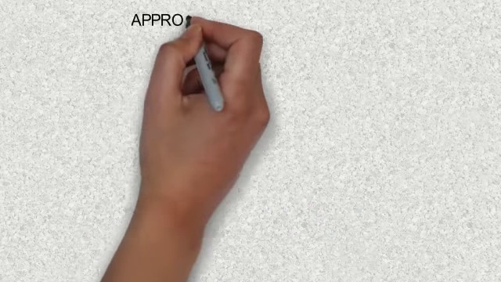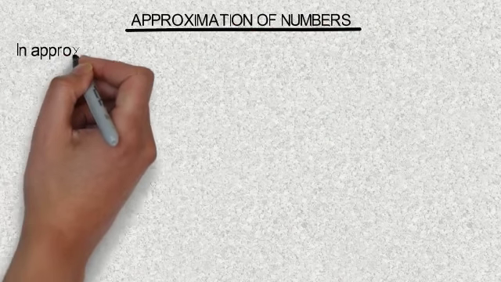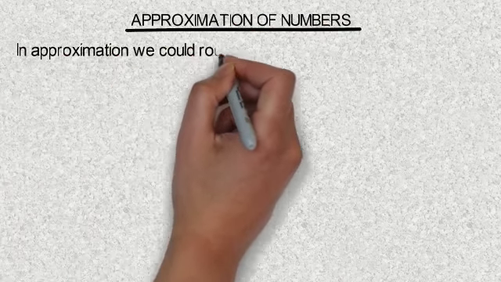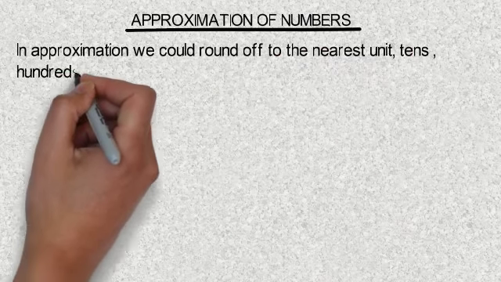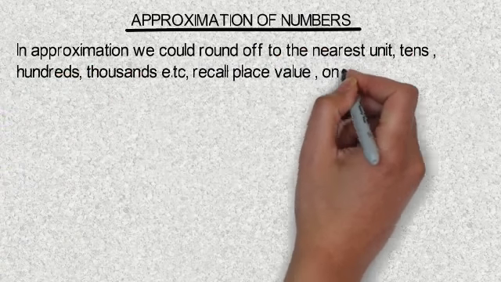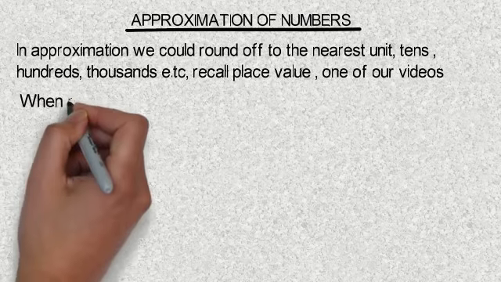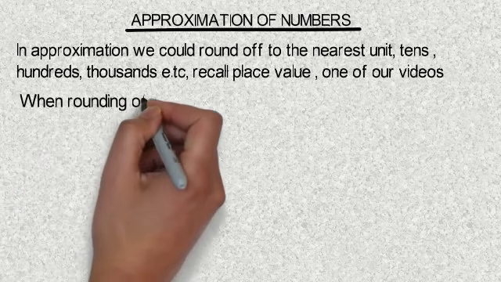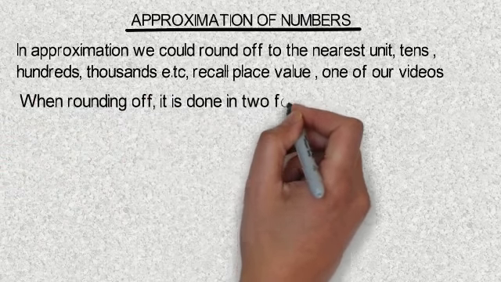Now, let us see how numbers are approximated. Approximation of numbers. In approximation, we could round off to the nearest unit, 10, 100, thousands, etc. Recall, I taught you this in place value in one of our videos. So, when rounding off, it is done in two forms.